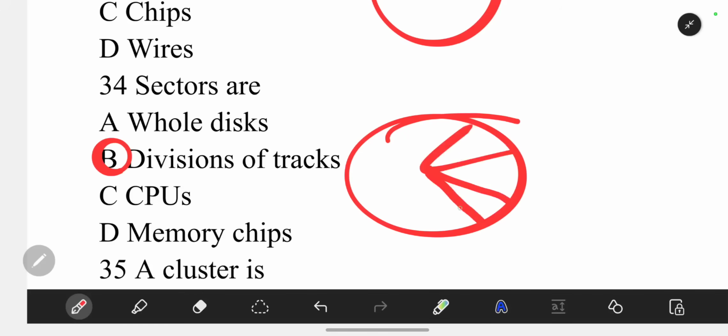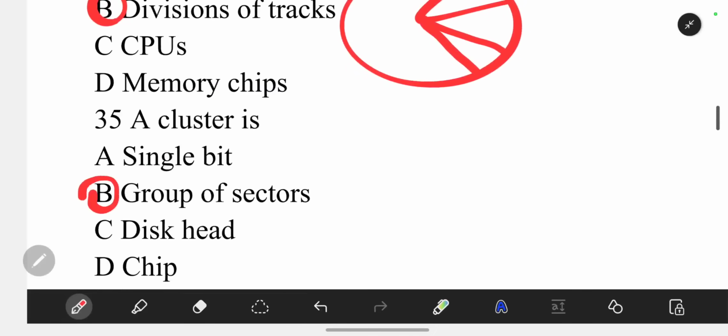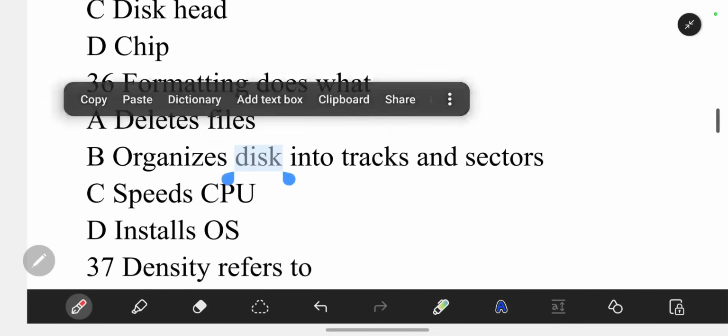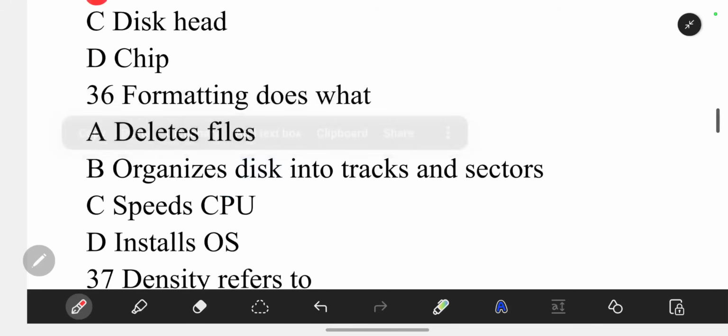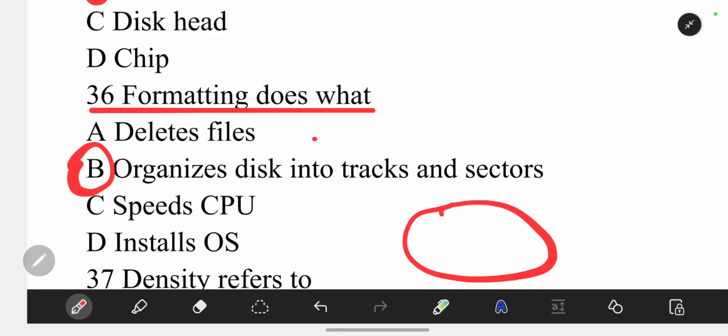When these sectors come together, they will form a cluster. A cluster is a group of sectors. When we look at our next one, we have formatting a disk. So what is formatting? Many people think of it as just deleting, but in this sense, it is not just physical formatting. Formatting actually organizes disks into tracks and sectors. That is basically what formatting is. It organizes disks into tracks and sectors.